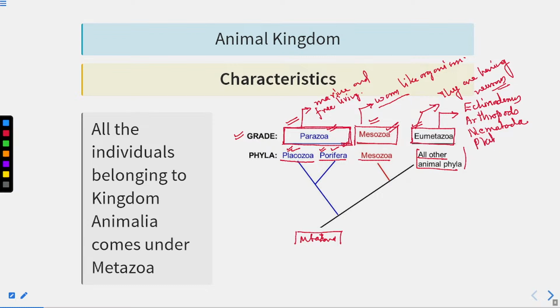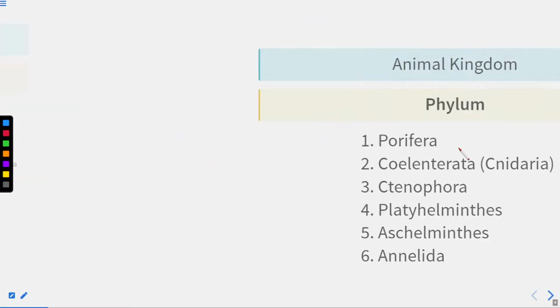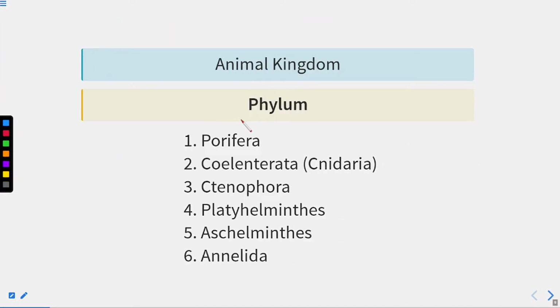Platyhelminthes, and Mollusca, and also Annelida. So all these organisms come under the Eumetazoa. Okay, so these are the phyla in our syllabus that we are going to study one by one.